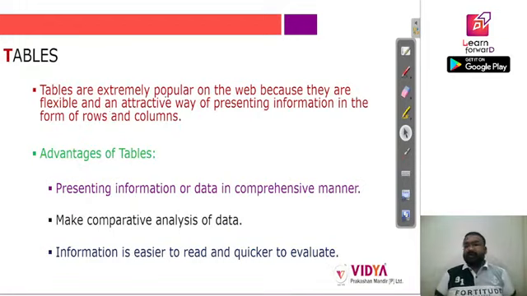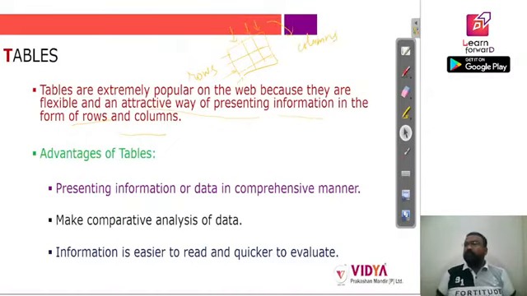So tables are extremely popular on the web because they are a flexible and attractive way of representing information in the form of rows and columns. So I hope you all know that a table means representing your data in a tabular form. The horizontal ones are called rows, and the vertical ones are called columns.